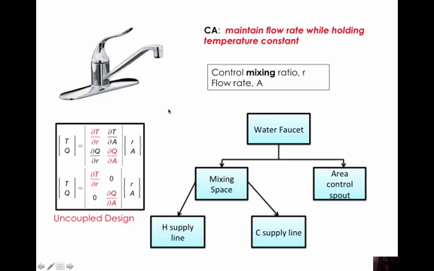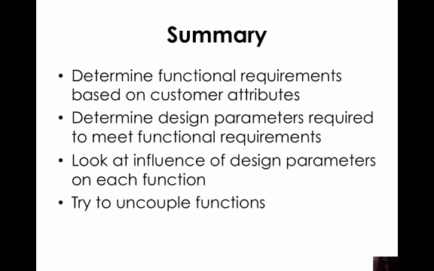So you see how these design matrices can be used to help you determine if you have an uncoupled, decoupled, or coupled design. So in summary, you want to determine your functional requirements based on your customer attributes. You want to determine the design parameters that you're going to need to meet your functional requirements. And you're going to look at using this design matrix and your design parameters to determine if you have a decoupled, uncoupled, or coupled design.